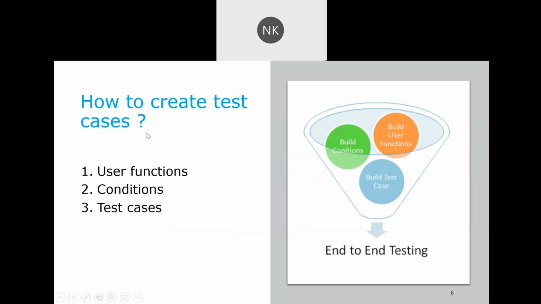Now, how are we going to create them? In order to do the testing, we have to create scenarios of the test cases. There are three main activities that we have to follow in order to create test cases or test scenarios. First, we have to build the functions, and then we build the conditions, and then we create the test cases or test scenarios.